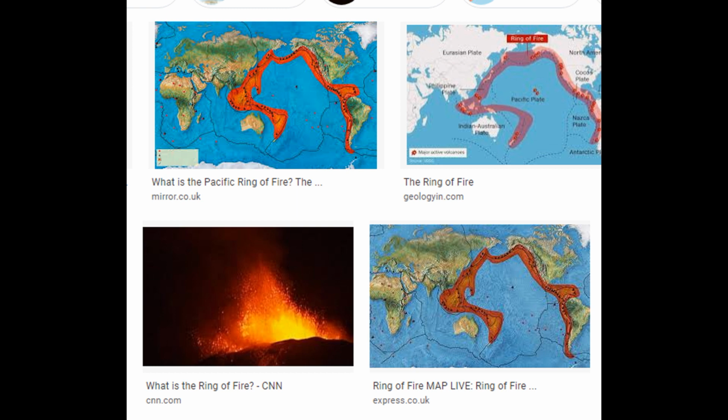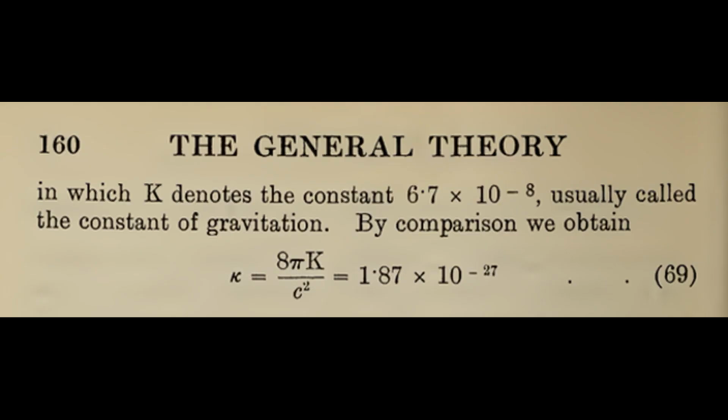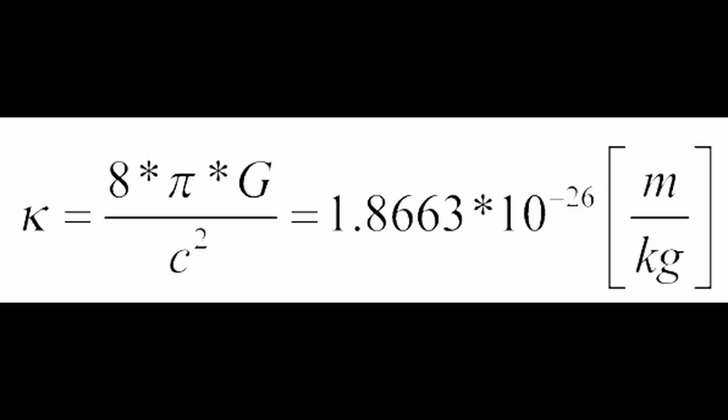I found an important equation in Einstein's paper The Principle of Relativity, a collection of original papers on the special and general theory of relativity. Einstein chooses centimeter and gram instead of meter and kilogram. That's why he counts on 10 to the minus 27. In the MKS system we read this equation with a result in meter per kilogram. The coupling constant kappa equals 8 times pi times the gravitational constant divided by the light speed squared.